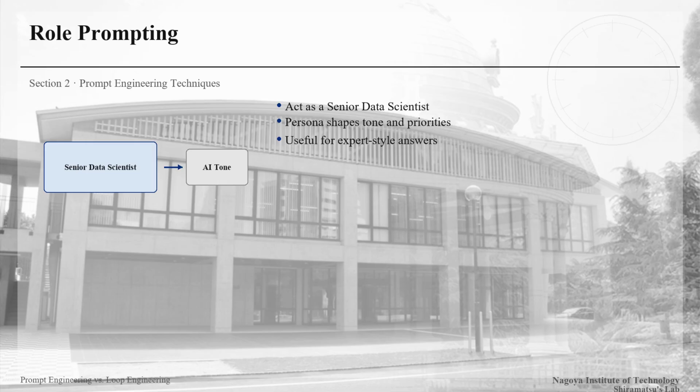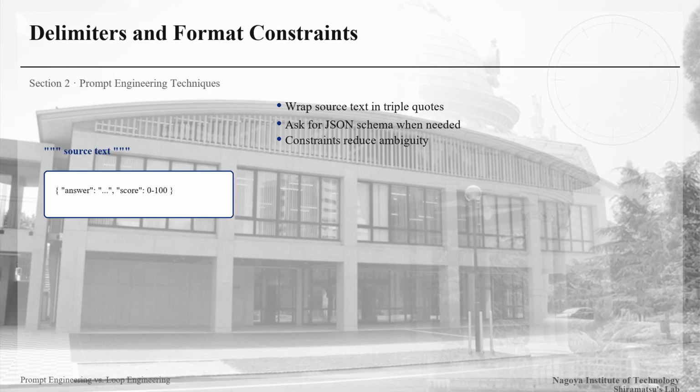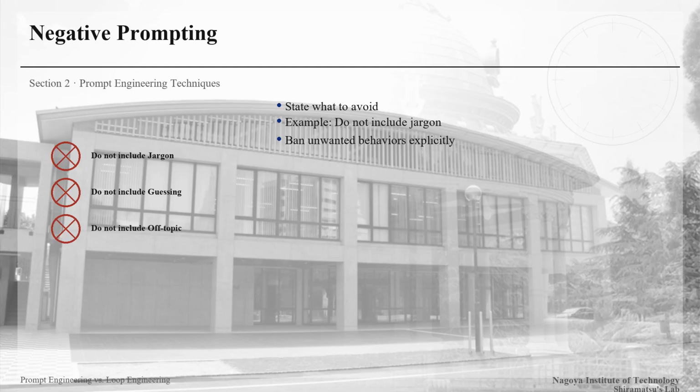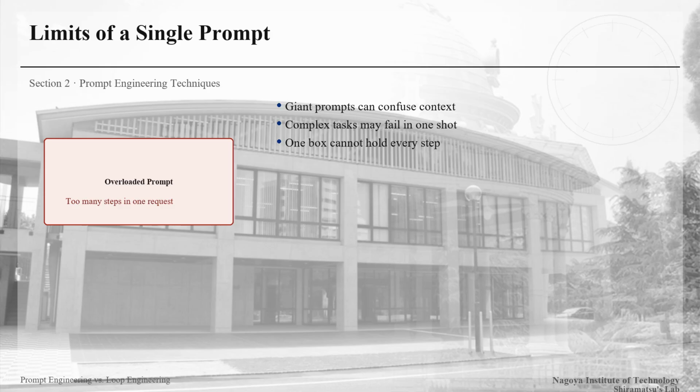Role prompting assigns a persona, such as a senior data scientist, which steers tone and depth. Delimiters and format constraints, like triple quotes or JSON schemas, keep inputs and outputs structured. Negative prompting states what not to do, such as avoiding jargon or speculation. Single prompts have limits. Packing a complex task into one giant instruction often causes confusion and failure.